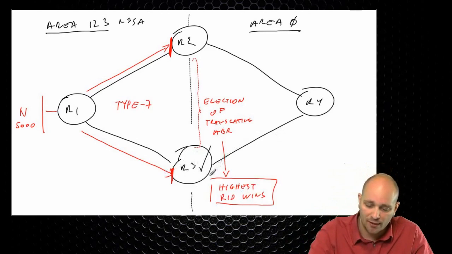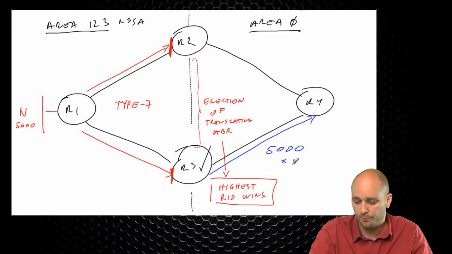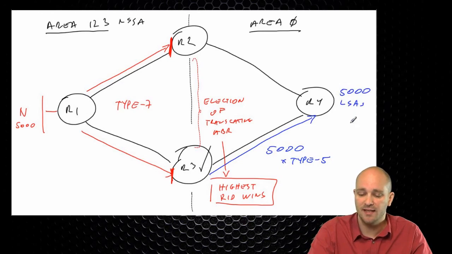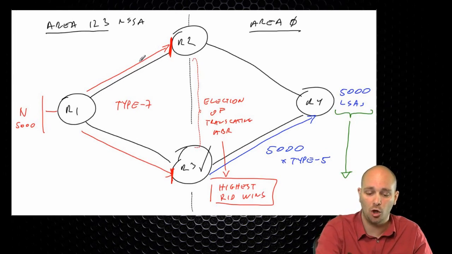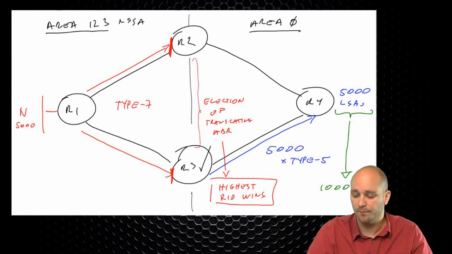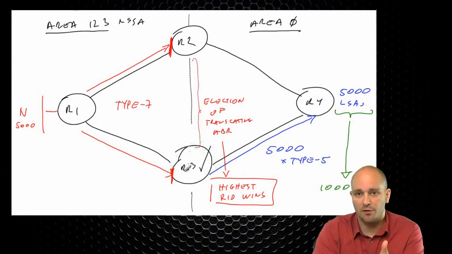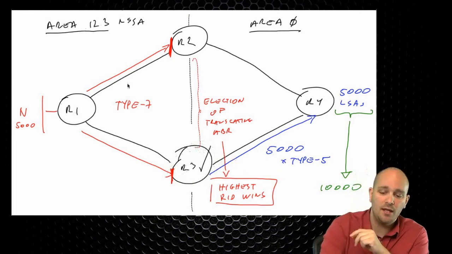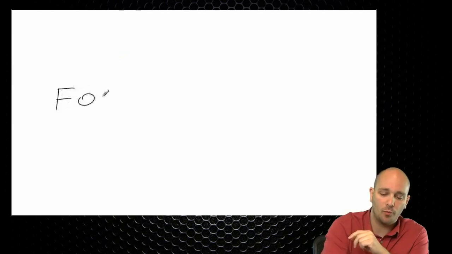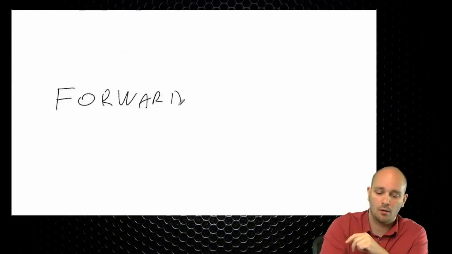So what's going to happen here is R3 is actually going to inject 5,000 type 5 LSAs. So what I'm going to end up having here are the 5,000 LSAs in the database. But the funny thing that's going to happen next is that based on these 5,000 LSAs, what I'm going to end up having, if all links are equal cost, are 10,000 routes in the routing table. But how is that possible if the origin was R3? Well, this is where an incredibly important concept of forward address comes into play.